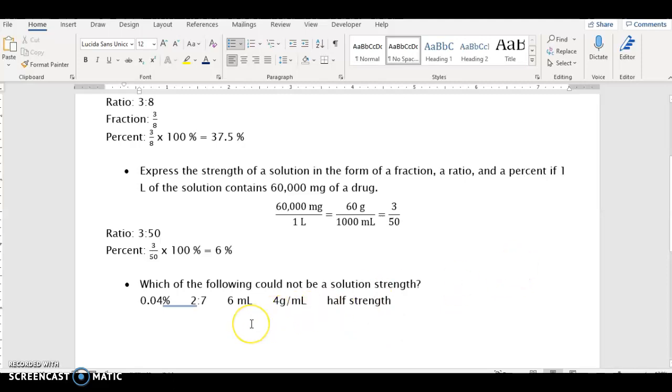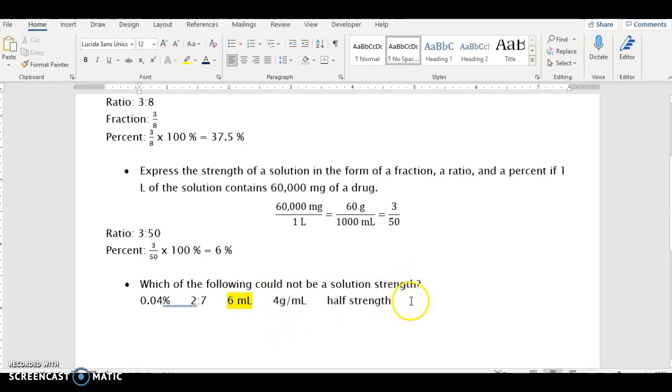So again, we're going to cross off the ones that could not represent the strength of a solution. So 0.04%, that's a percentage, so that could be a solution strength. The ratio 2 to 7, that's also a solution strength. 6 milliliters, that's neither a percent nor a fraction nor a ratio, so that is definitely not the strength of a solution. Right now, that's the only one that's not a solution strength. 4 grams per milliliter, that definitely is a strength of a solution. But then half strength, that is also the strength of a solution. So the only answer that fits the question is the 6 milliliters.